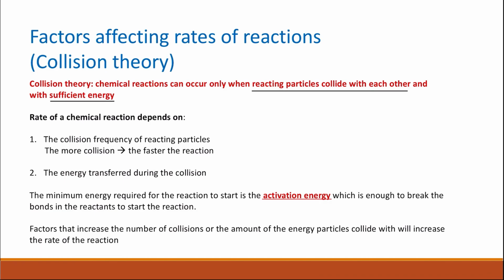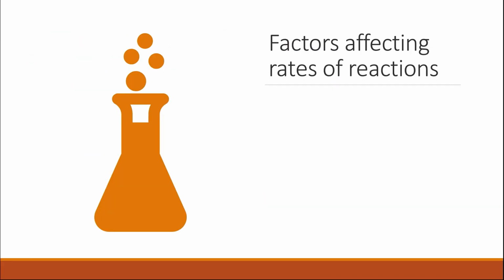Any factor that either increases the number of colliding particles, increases the frequency of collision, or increases the energy of particles when they collide will ultimately increase the rate of the reaction, or make the reaction faster. So there are five main factors that affect the rate of the reaction.